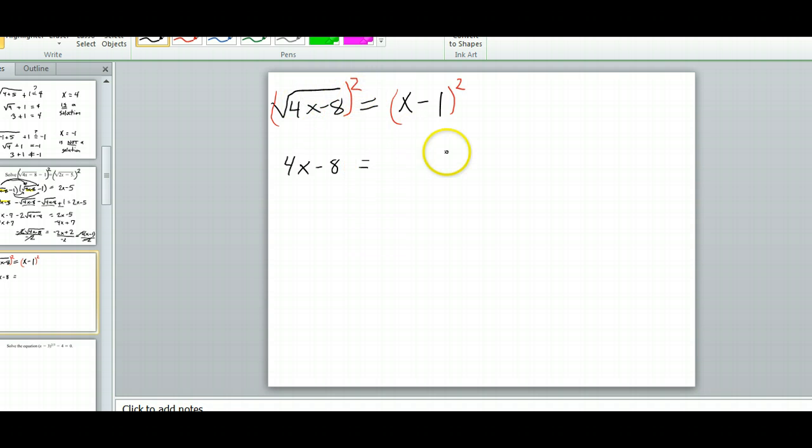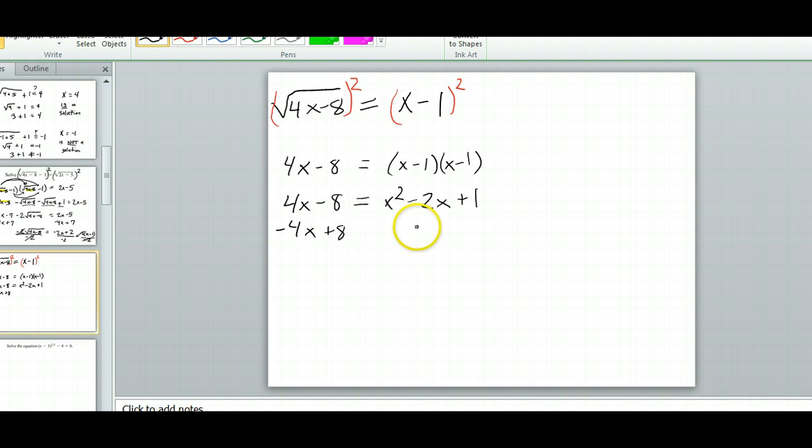So this radical and that square will take care of one another. Over here we have to foil out the x minus 1 again. We did that on the last problem, so I'm going to skip to what it is. It's x squared minus x times negative 1, and negative 1 times x is negative 2x when we combine them. And then negative 1 times negative 1 is positive 1. Set it equal to 0 just like we did before. So I get 0 equals x squared minus 6x plus 9.